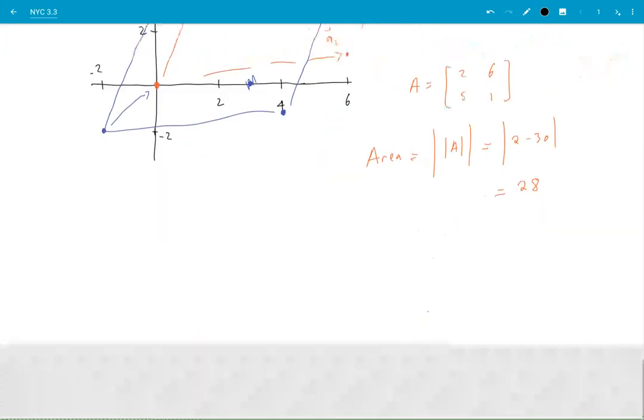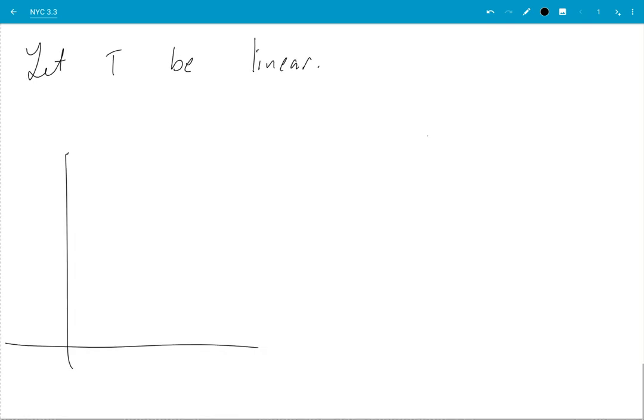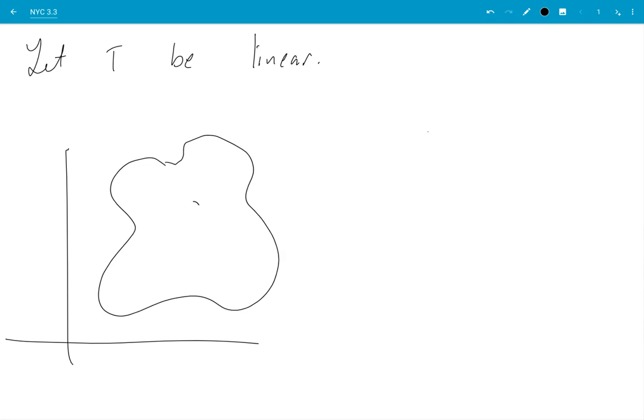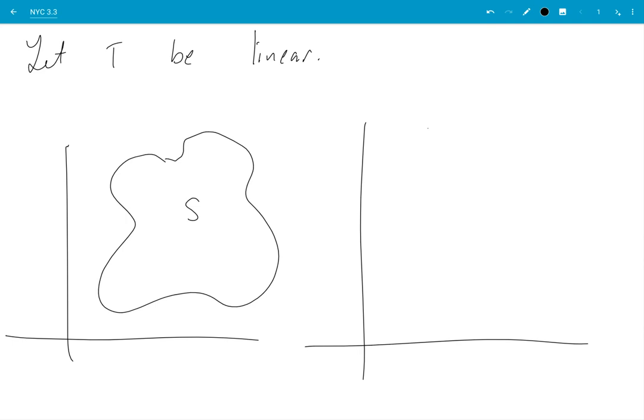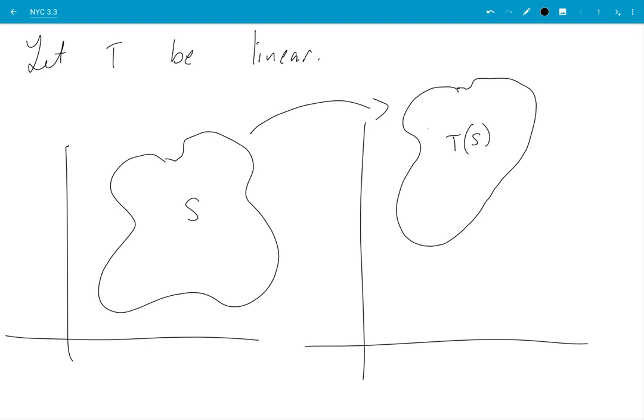Okay, we can actually go further with this idea. Let's say you have a linear transformation. And let's say you have some blob, we'll call it S. And let's say you apply a linear transformation and you get some other blob, which we'll call T of S. So you have a transformation of a blob.